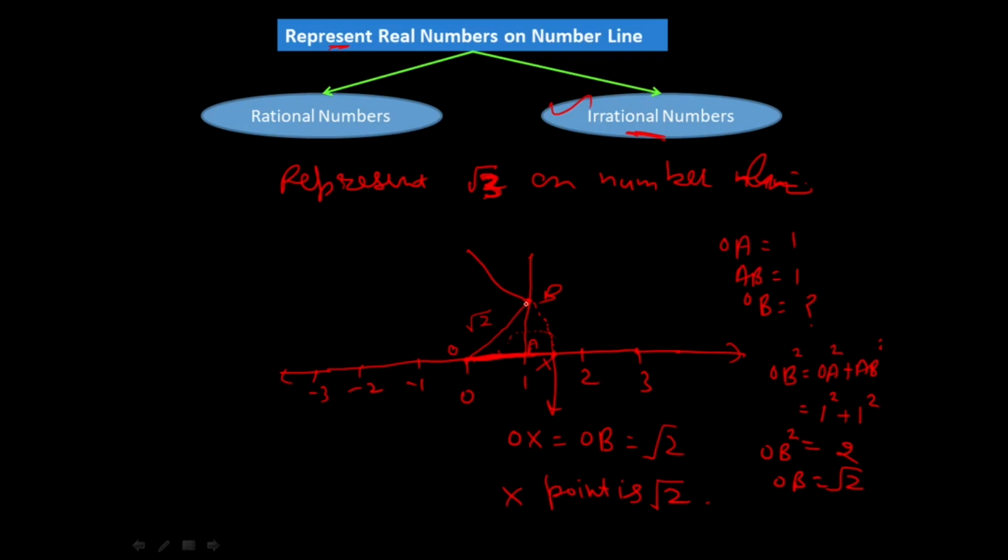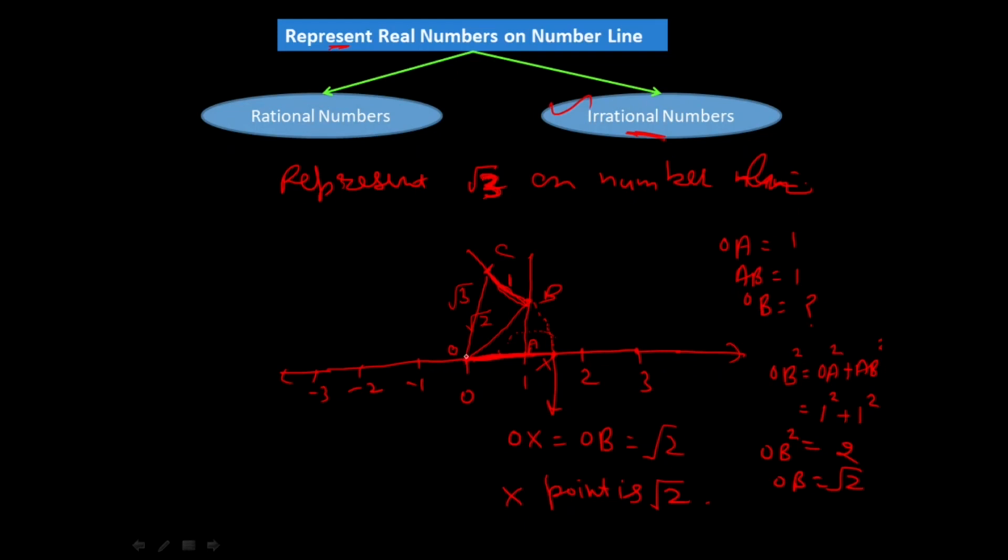This perpendicular. Now AB length was 1 unit. The same length should be taken here. This is point C here. This is again 1 unit. Now join OC here. Now OC length will be under root 3. OC length will be under root 3.